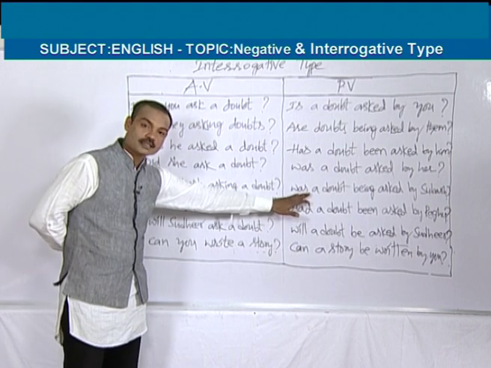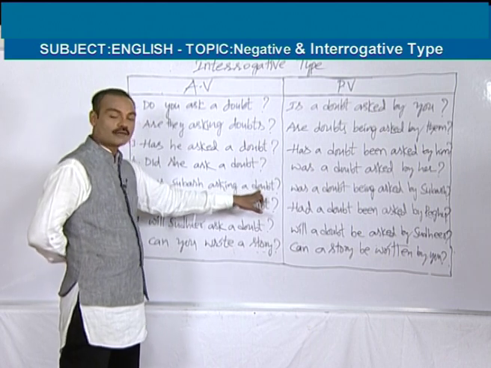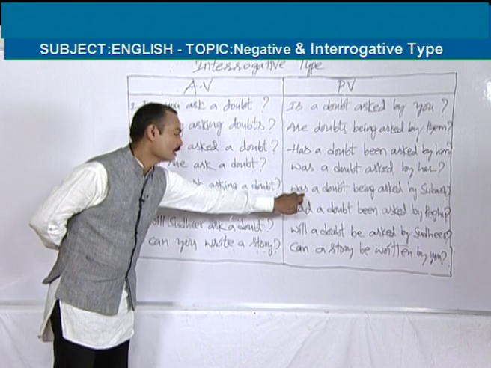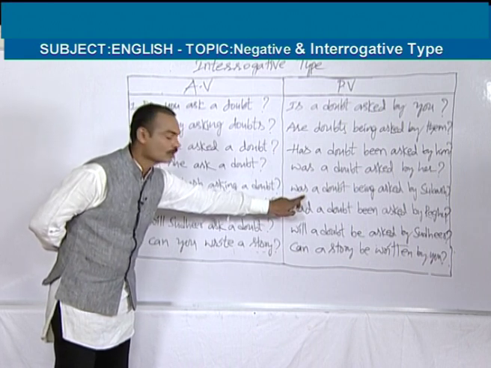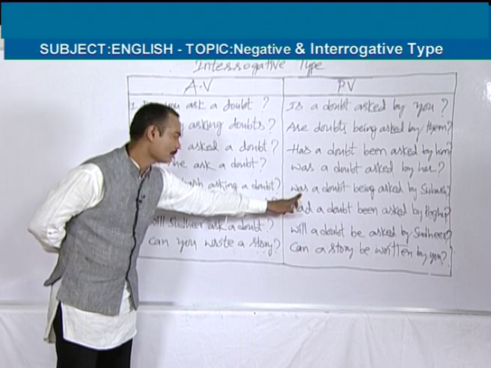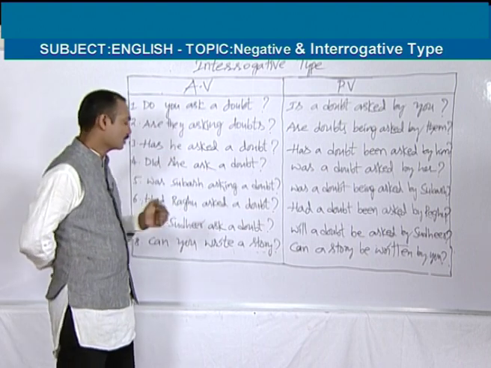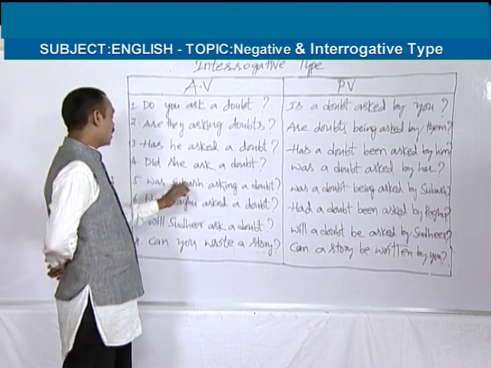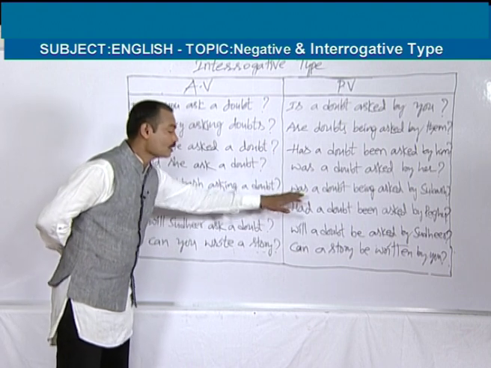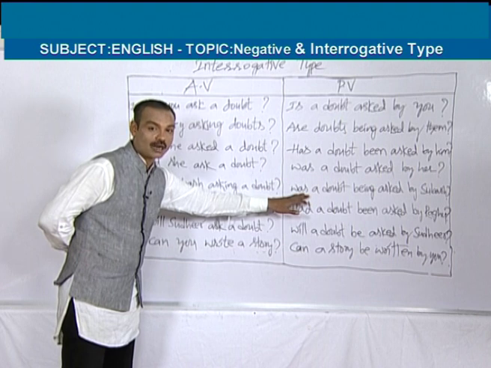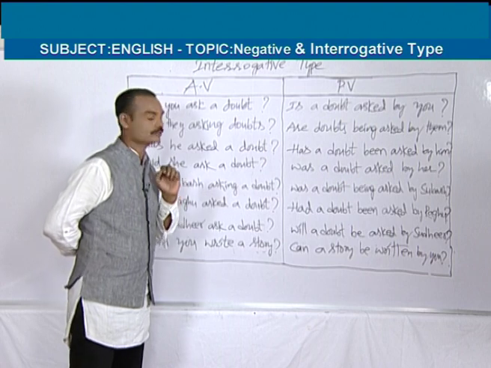Then passive voice with was or were means it depends upon the object in the active voice. If the active voice contains a singular object, the passive voice should be started with singular helping verb. We can call this word like a B form also, right? So singular, was a doubt being asked by Subhash. For example, plural, was Subhash asking doubts, plural object. What is the plural helping verb in past continuous? Were. Were doubts being asked by Subhash.